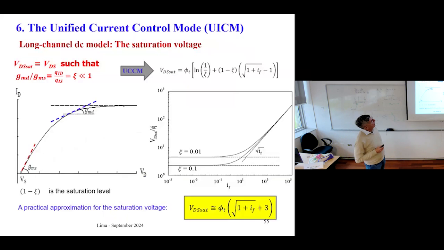I'm going to try to define saturation in more useful terms. How could you define saturation? Suppose that this is the curve of the transistor, ID versus VD, for a constant VS and a constant VG. I'm going to define two slopes, one at the origin.